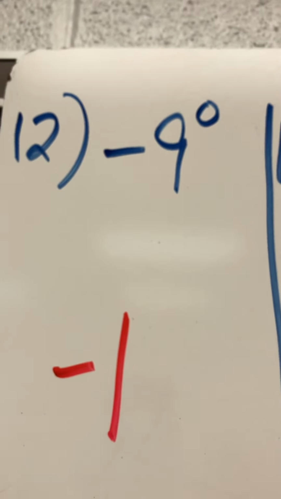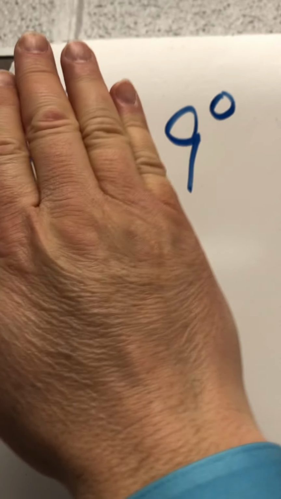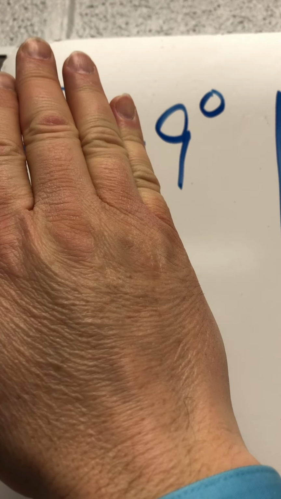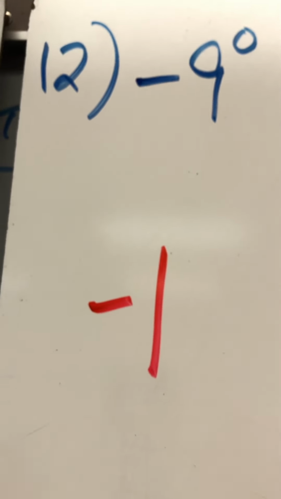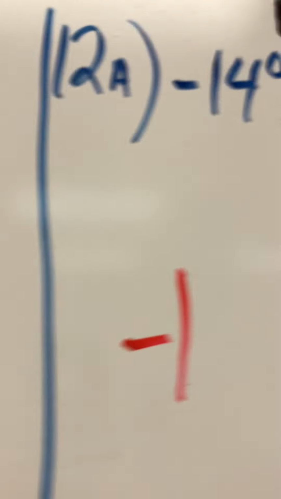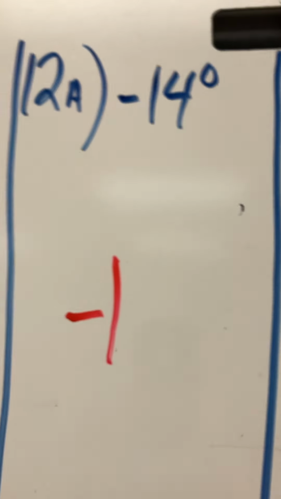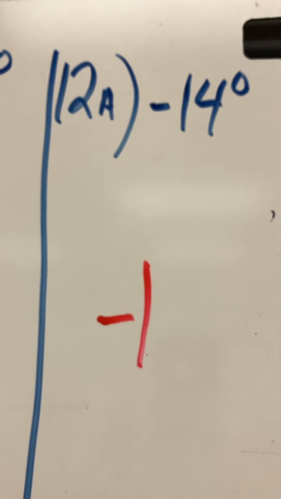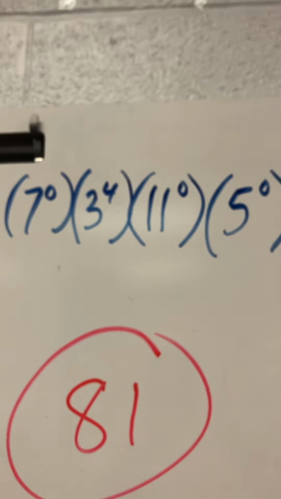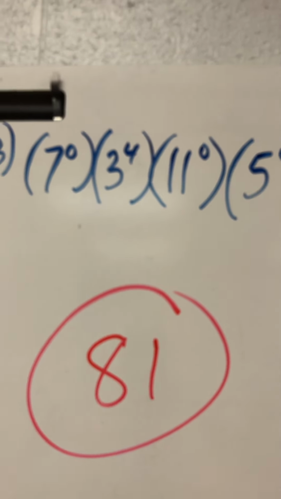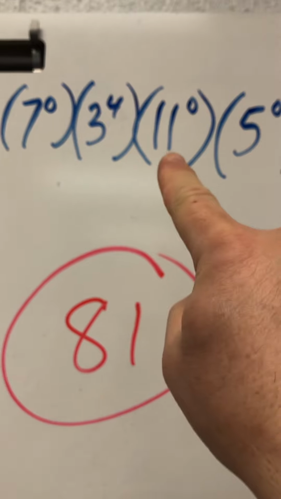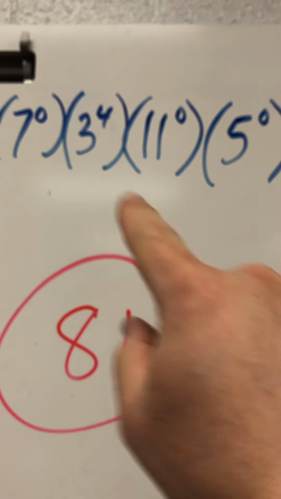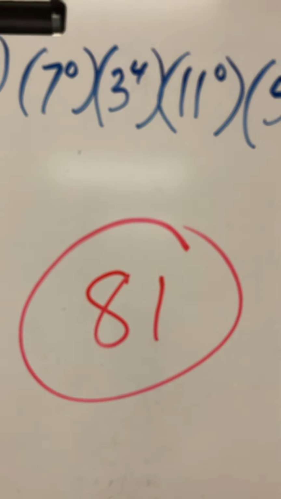But negative 9 to the 0, you do the 9 to the 0 first. Without parentheses, you do 9 to the 0 first, then put the negative in, you get negative 1. Negative 14 to the 0 is negative 1. 7 to the 0 times 3 to the 4 times 11 to the 0 times 5 to the 0. This is 1, this is 1, this is 1. So the answer is 3 to the 4th, which is 81.